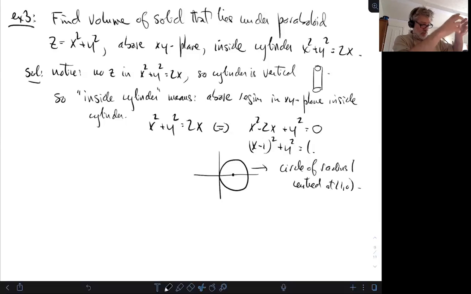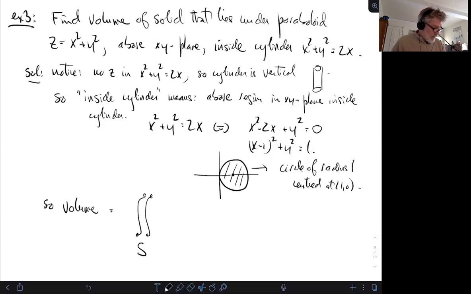Right? So the cylinder is just the extension of this circle in the z direction. So we're going to integrate. For the volume we're looking for, it is the double integral over S of x squared plus y squared, where S is this, right? Okay, but now, you can try it rectangular, but it's actually pretty bad.